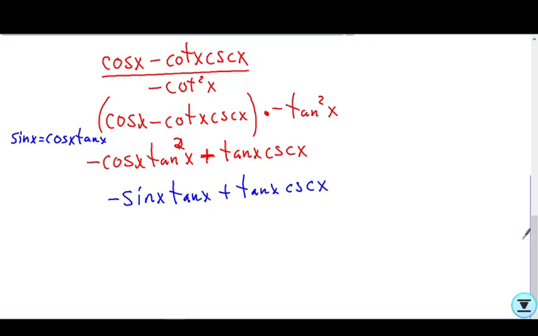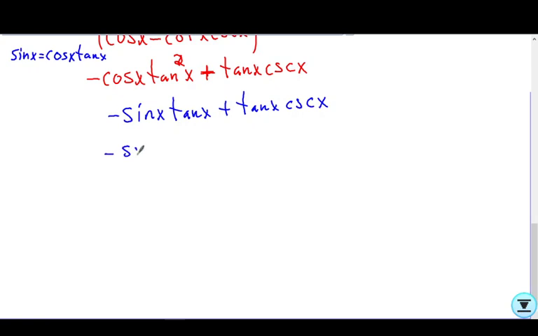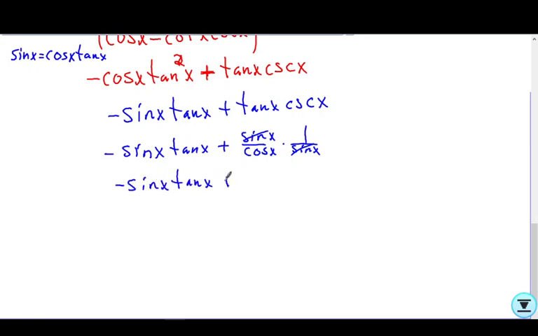Now, I do see tangent times cosecant. So let's look at that and see what we can do with that one. So negative sine x tangent x plus tangent is sine over cosine times 1 over sine, like that. So this leaves me with 1 over cosine, which is secant. So I could do that. Sine x tangent x plus secant x. Okay, that helps a little bit.